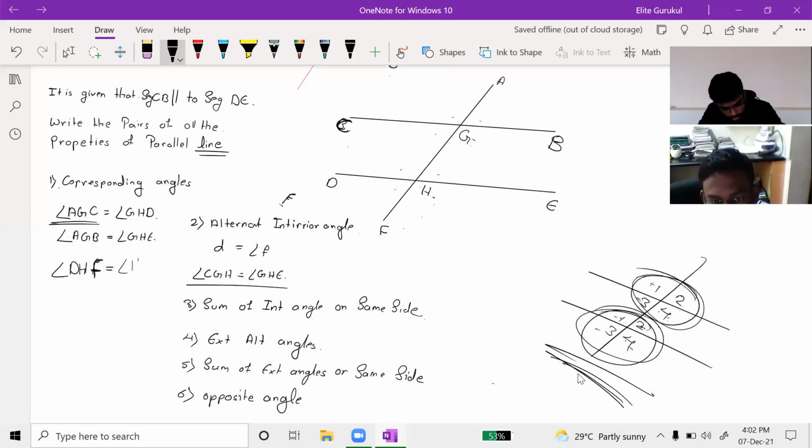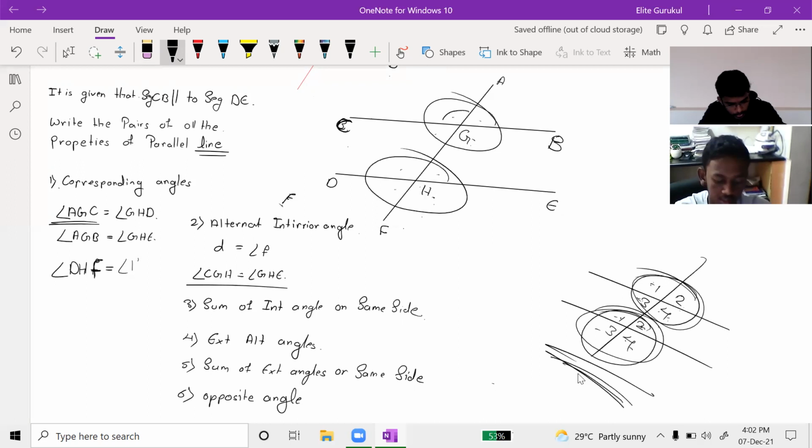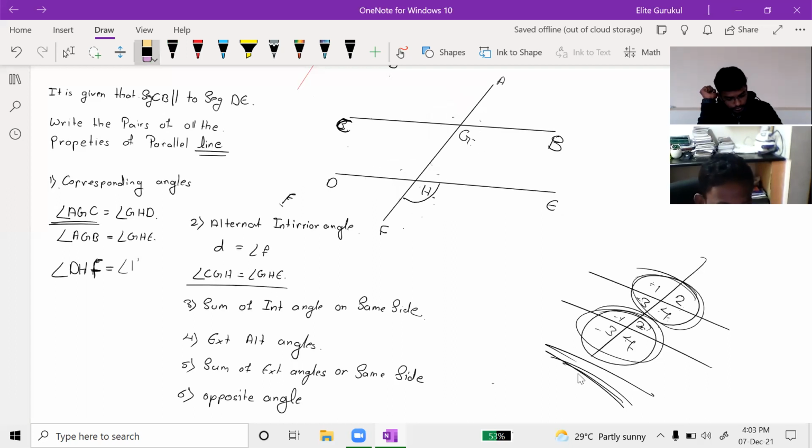No, sir. So these 4 angles will be equal to these 4 angles. Means this angle will be equal to this angle. This angle will be equal to this angle, and this angle will be equal to this angle. It is simply called corresponding pairs of angles. Understood? Yes, sir.